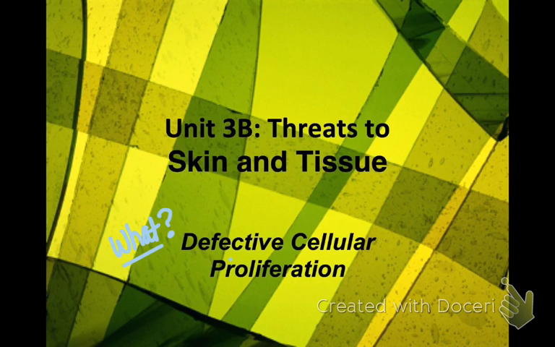Another example is the liver. You know how the liver can regenerate. There's cells specific to the liver, and when there's damage there, those liver cells proliferate. Okay? So that's kind of what proliferation means. But this says defective cellular proliferation. So something is wrong.